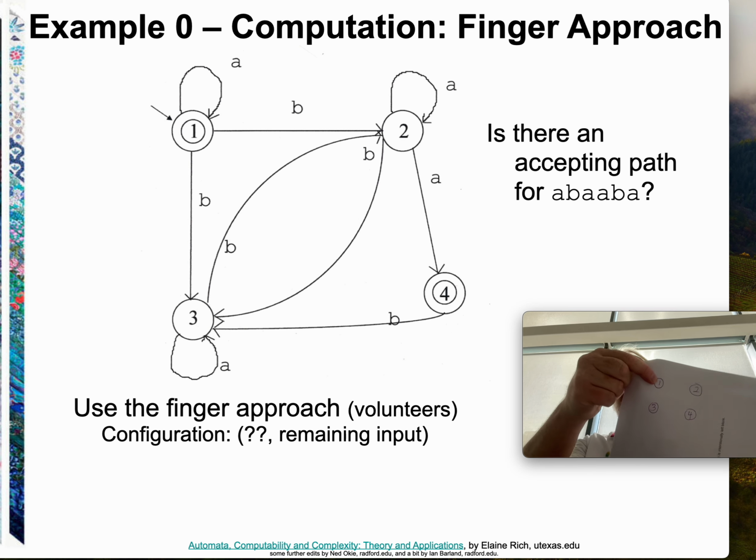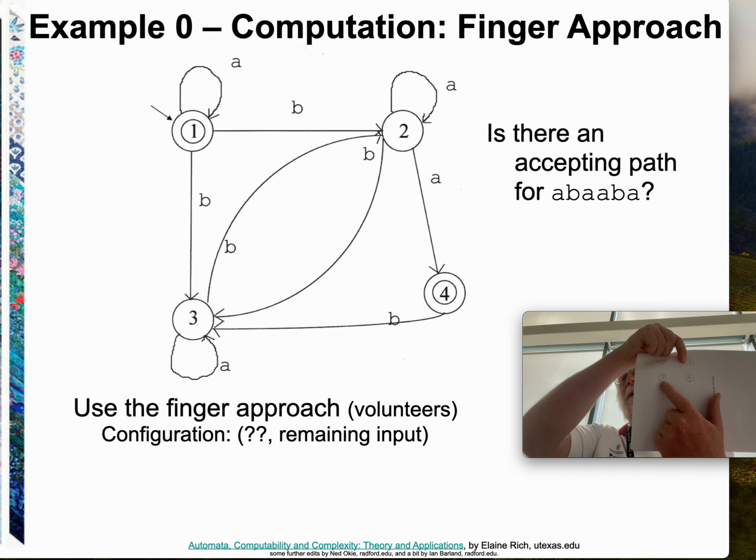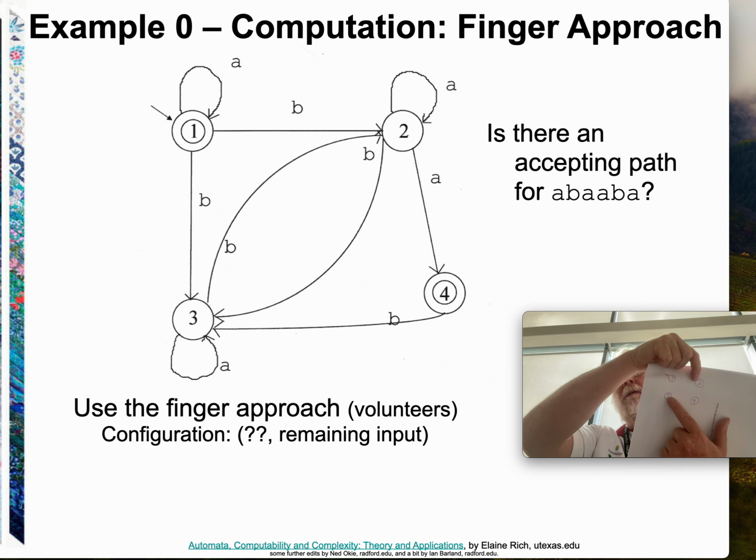Then on B, I can either go over to state 2, or I could have gone from state 1 down to state 3. So now I need 2 fingers on this paper to keep track of where I could be. I've read 1 A and 1 B, and I see another A. The one up in state 2 is going to do a little self loop. The one down here in state 3, on an A, is going to do a self loop as well. Great. And now I read another A, and they both self loop. I still have 2 fingers about where it could be.